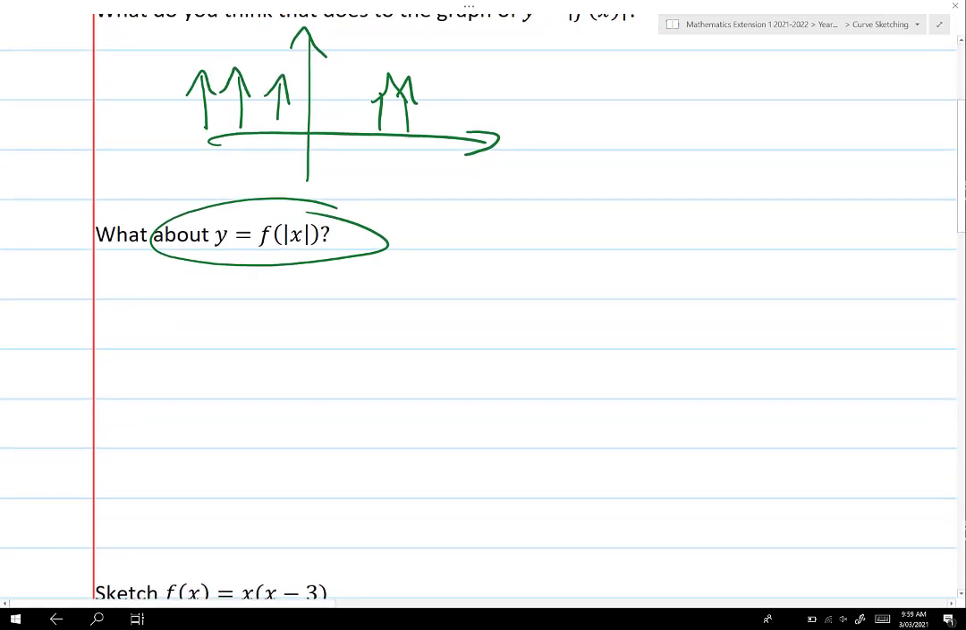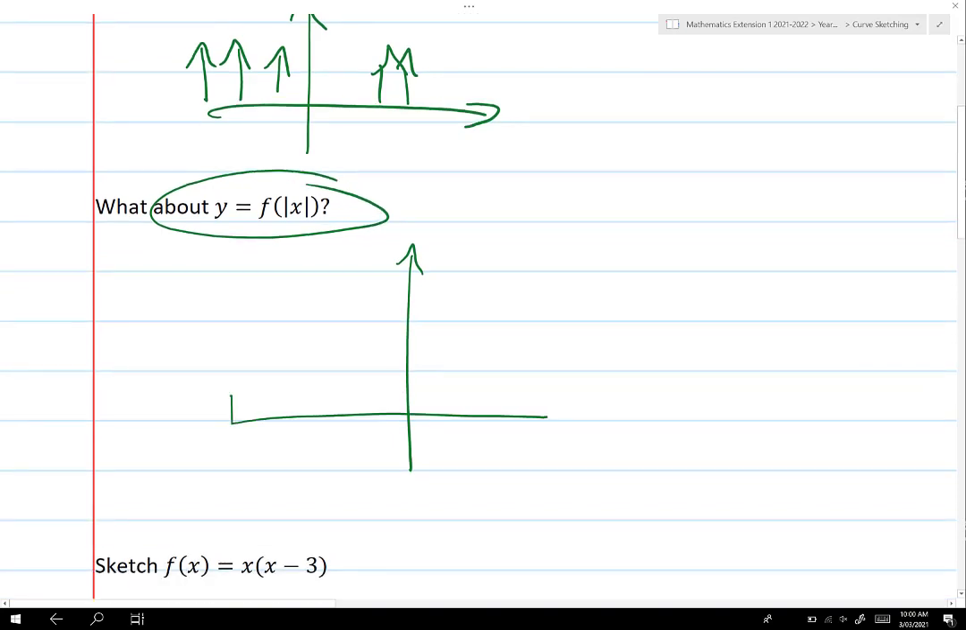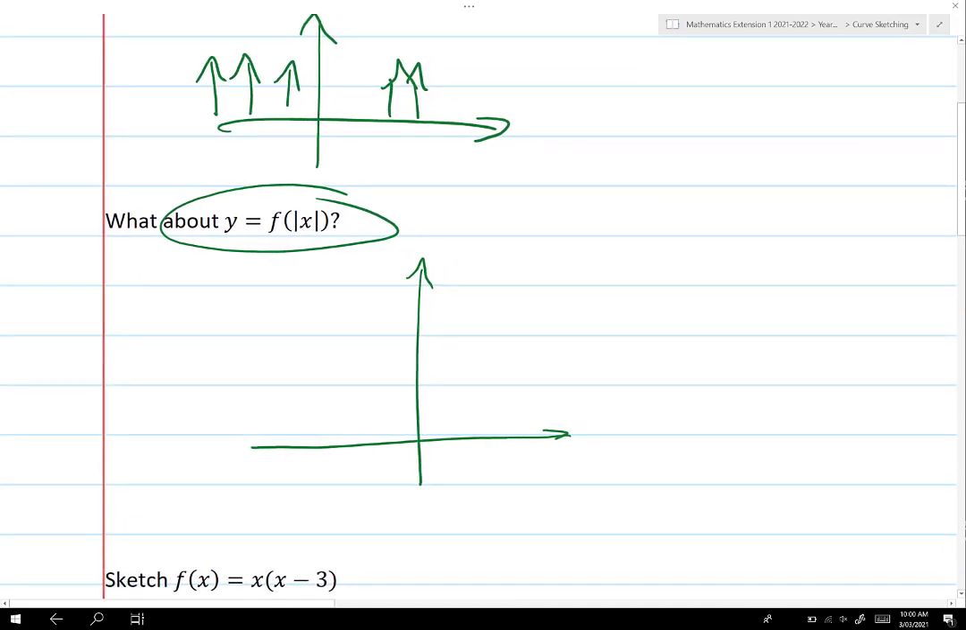So does anyone want to have a guess at what's going to happen? It's all going to be positive. The x values will always be on the right. Not quite. I will actually be able to draw it on the left. What will be the relationship between what's on the right and what's on the left? Reflected. Close. Mirrored, right?